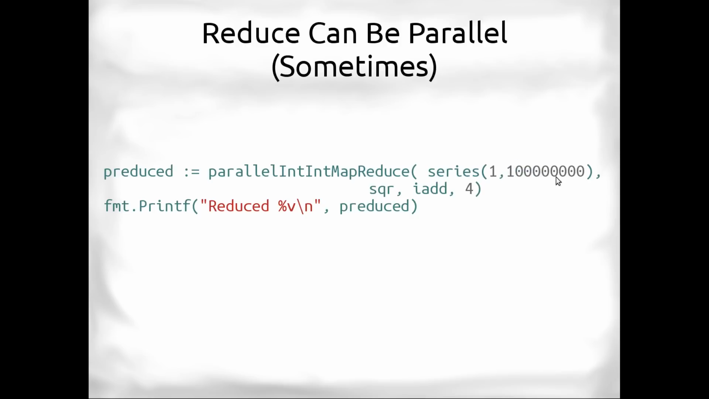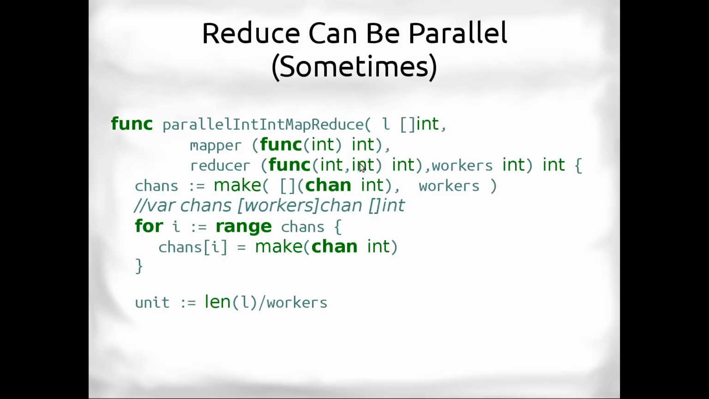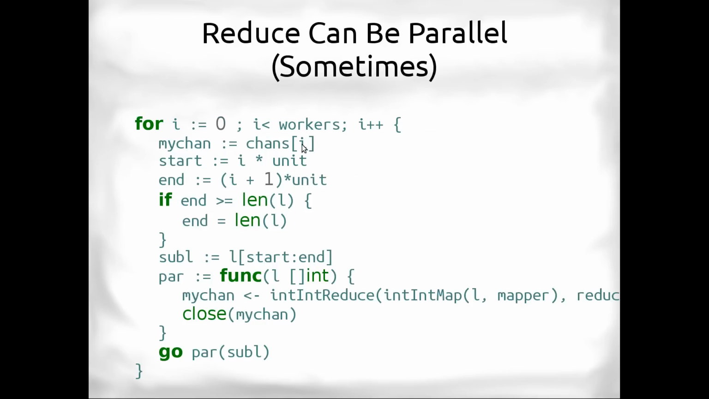Notice how this is a lot bigger number than the one before. So what does our parallel int map reduce look like? Well, we got to have a mapper function, we got to have a reducer function and number of workers. This sort of looks the same. We initialize those channels. Then what we do is instead of just calling int map, we call int reduce, right? Call int reduce on it. So it calls the mapper function, and then it calls the reducer function. And then we just emit that.